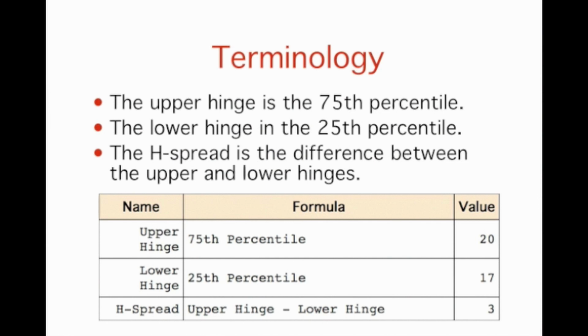Some terminology is helpful for explaining more about box plots. The upper hinge is the 75th percentile. The lower hinge is the 25th percentile. The H-spread is the difference between the upper and lower hinges. For the women's data, the upper hinge is 20, the lower hinge is 17, and the H-spread is 20 minus 17, which equals 3.